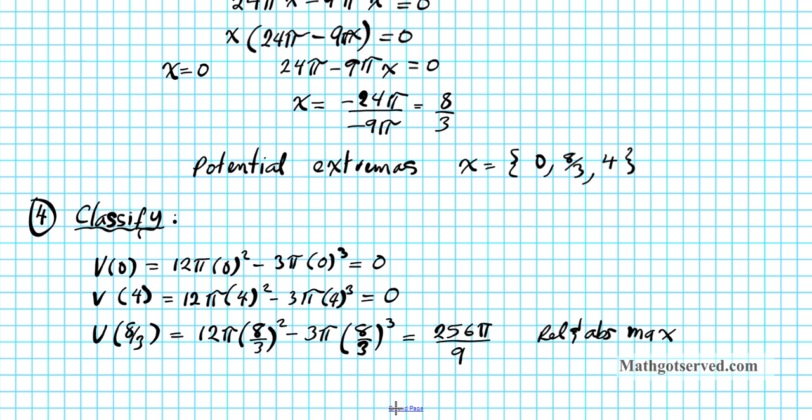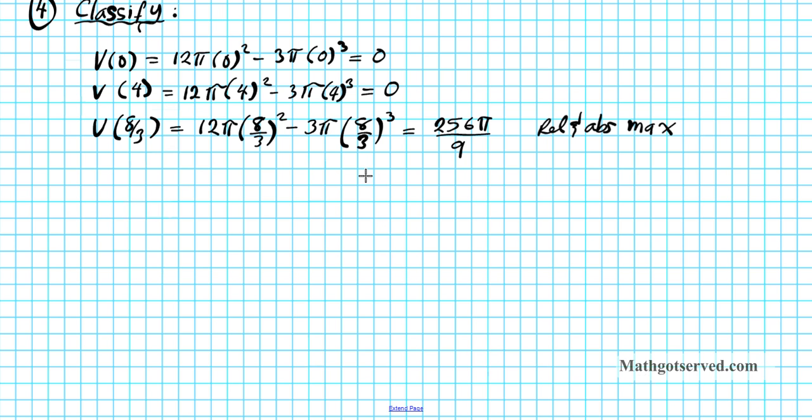This is not necessary, but if you wanted to verify using the second derivative test, all you need to do is you have a critical point, and if the second derivative is negative, you have a downward concavity or it's concave down, and that indicates that you have a maximum at that critical point. We know that v prime of x was equal to 24 pi x minus 9 pi x squared, and then the second derivative v double prime is going to be 24 pi minus 18 pi x.